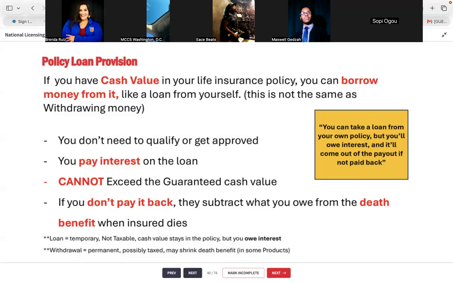Now, you do pay interest on this loan. And the loan amount cannot exceed the amount that you have in the account, right? That doesn't make sense. You can't take out more than what you have. Now, if you don't pay this loan back, what happens is when you pass away, they will subtract what you owe them from the death benefit before they pay it to your beneficiaries. If you take a loan out from your policy, you'll owe interest, and it'll come out of the money that is supposed to pay out to your beneficiaries if you don't pay it back in time.